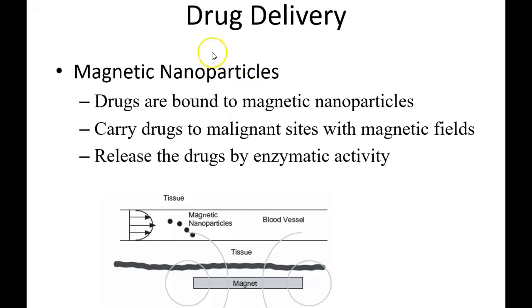Then we can use magnetic nanoparticles for drug delivery. For example, drugs are bound to the magnetic nanoparticles that carry the drug to the malignant sites with a magnetic field, and these release the drugs by enzymatic activity.